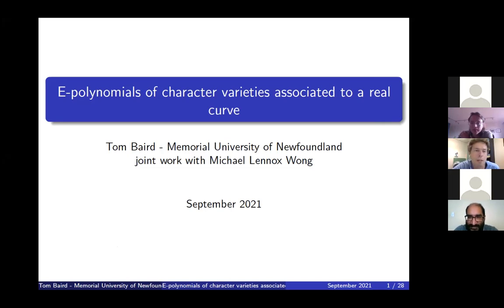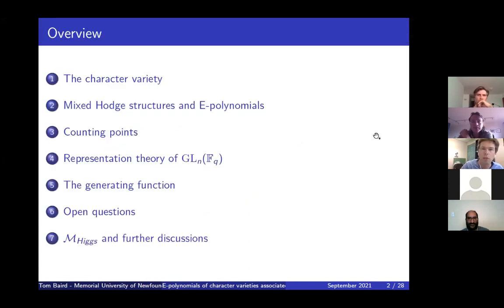Okay, so the topic is e-polynomials of character varieties associated to a real curve, and it fits with the theme, I guess, of this conference, and that has to do with spaces of homomorphisms. This is joint work with Michael Wong and posted on the arXiv last year. Not published yet, but things move slower in the world of COVID.